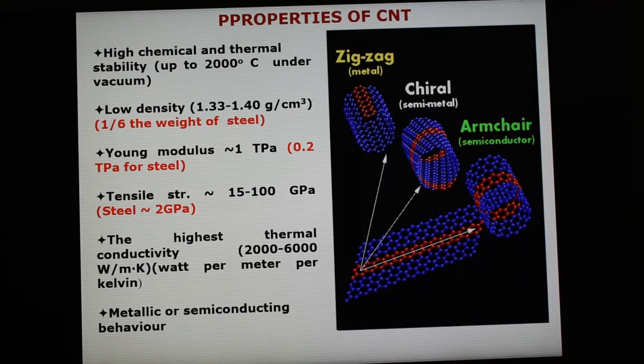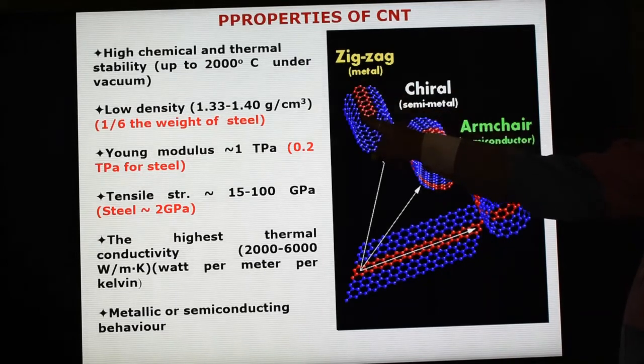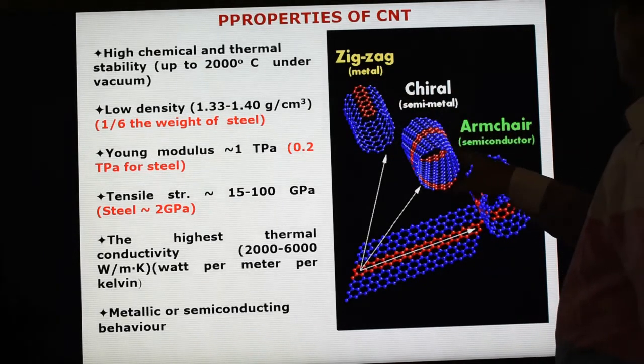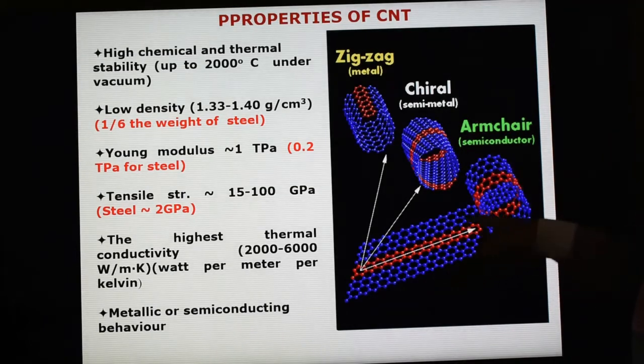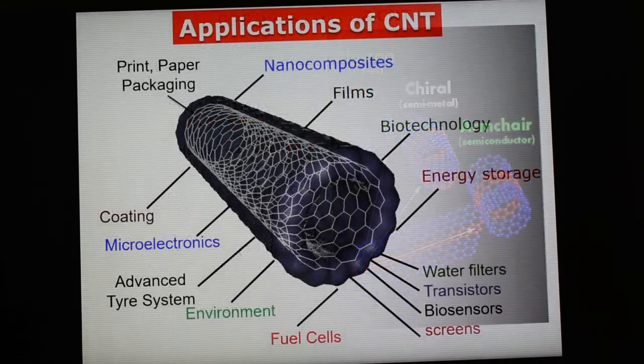And here it is also shown what the different types of carbon nanotubes are. Zigzag is metal, chiral is semi-metal, and armchair types are semiconductor. So these are the different types and properties of this material.